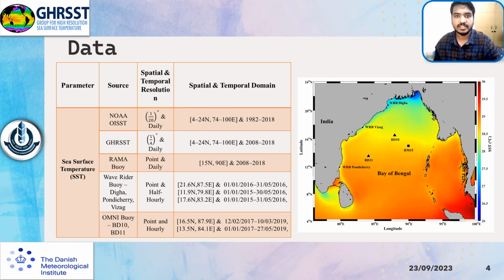So these are the data sets used for the study. Now we have compared GHRSST and OSST with various in situ instruments available in the Bay of Bengal region as shown in the figure, which includes the Rama buoy at 15 north 90 east and some of the Omni buoys like BD10 and BD11 and 3 wave rider buoys present near Pondicherry, Vizag and Digha, that is near the coastal region of the Bay of Bengal.